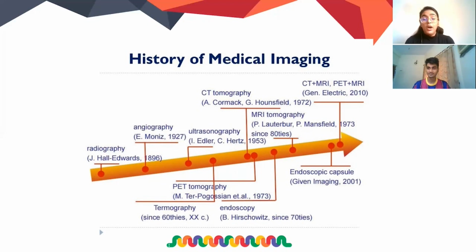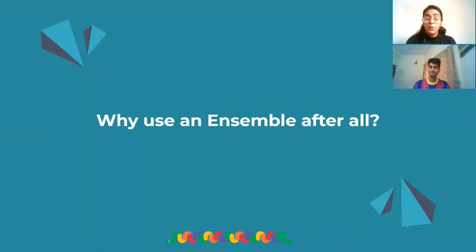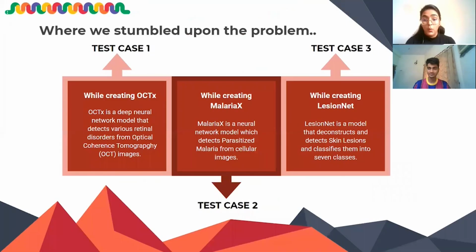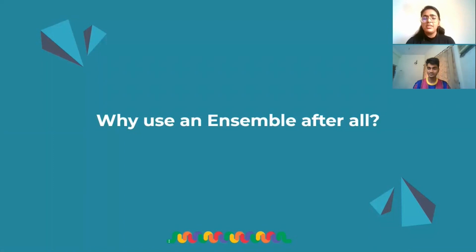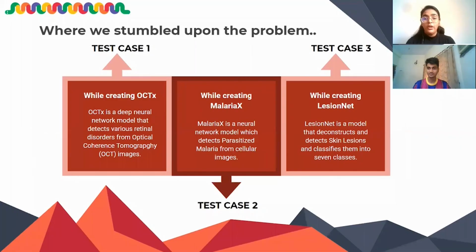Now, to answer the question, why use an ensemble after all, we would want you to first understand what we mean by ensembling. The word ensemble, in its most literal sense, means an amalgamation of two or more objects. Taking that into the context of medical imaging, computer vision and AI in general, what we mean is ensembling neural networks to create a model which outperforms the neural networks when they're implemented individually. So that is where the idea comes from.